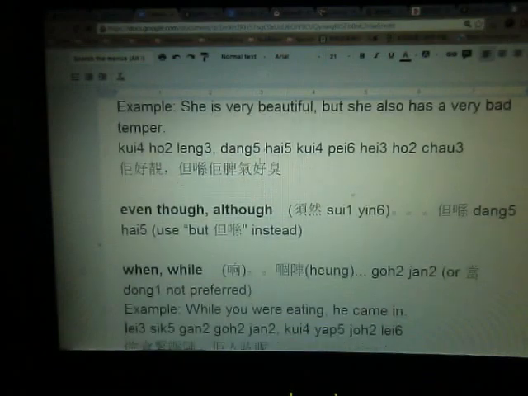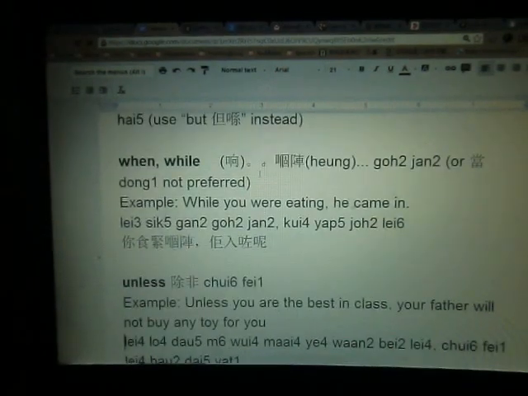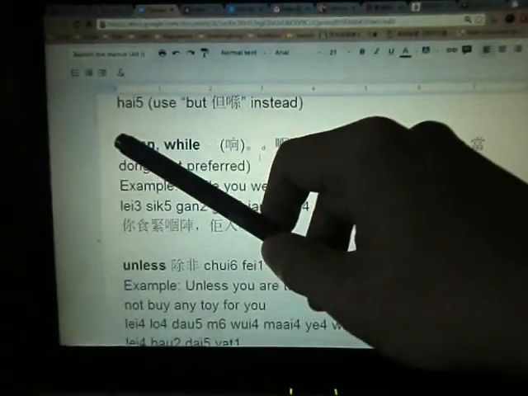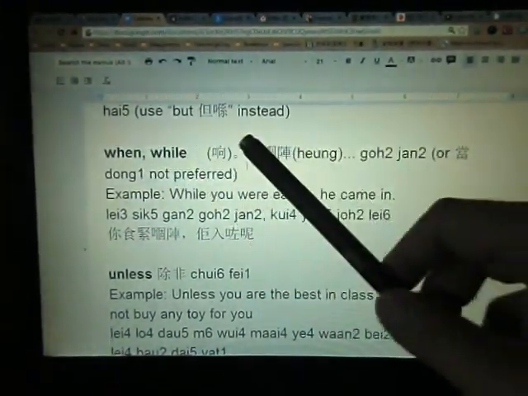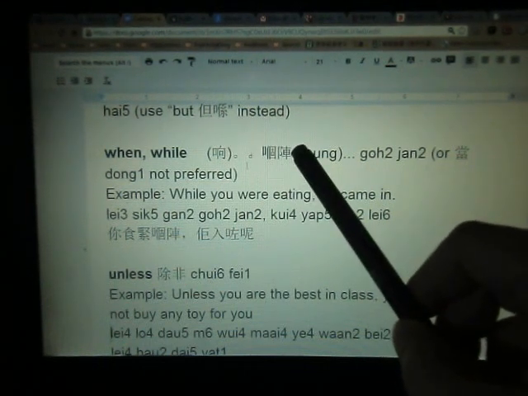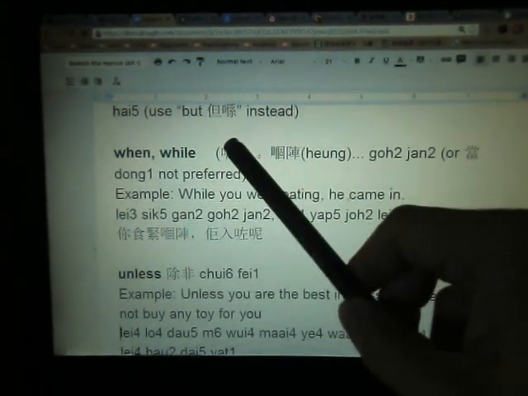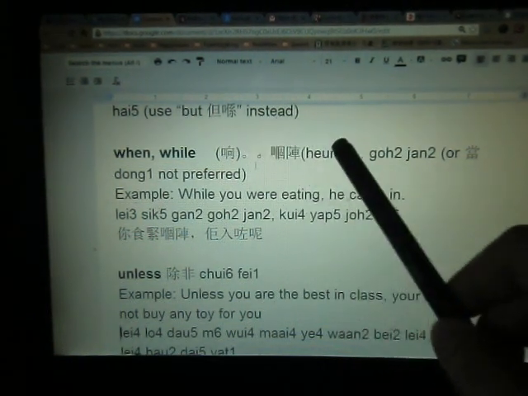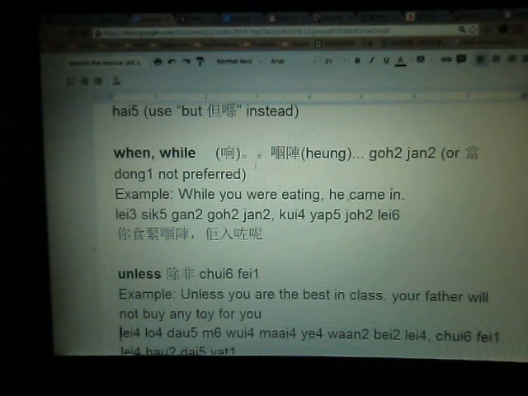And how about when and while? Well, normally you're talking about the timing of something happening. Right. So 嗰陣, that moment, right? 響, at that moment, okay? At that moment something happened, some other thing is happening also, okay? So in Mandarin you say 當, you can also say 當 in Cantonese, but it's not really that Cantonese, okay?